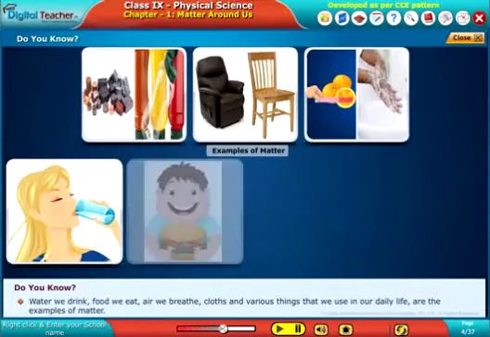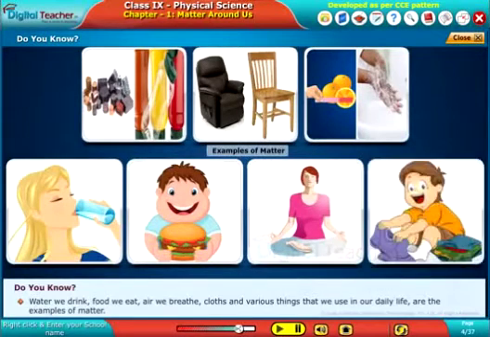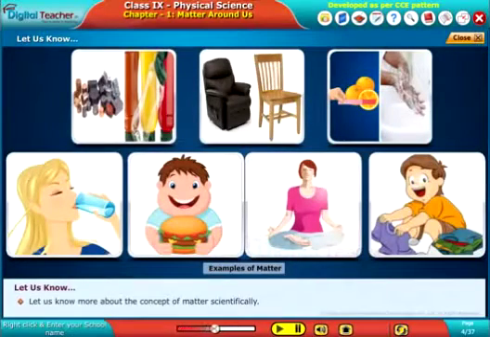Water we drink, food we eat, air we breathe, clothes and various things that we use in our daily life are the examples of matter. Let us know more about the concept of matter scientifically.